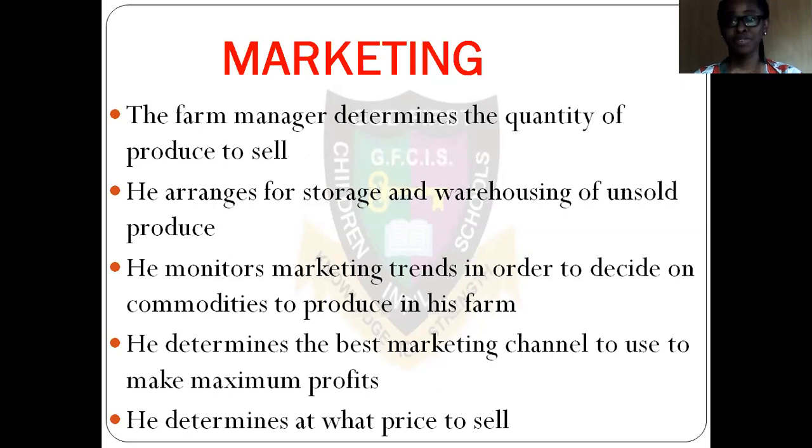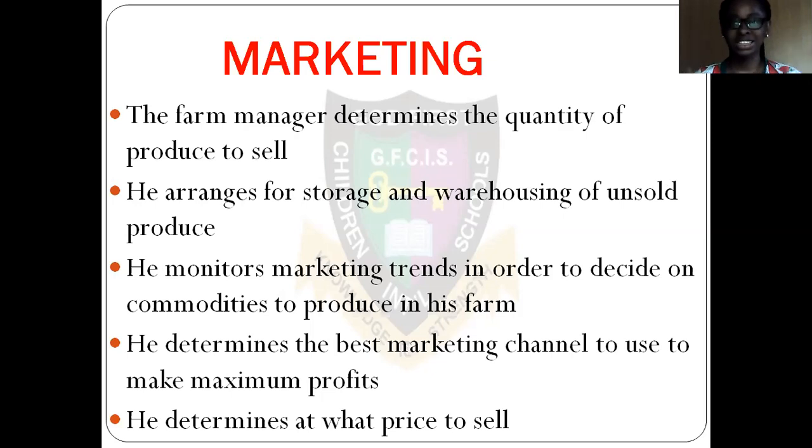Another function of a farm manager is marketing. One, the farm manager determines the quantity of produce to sell. Two, he arranges for storage and a warehouse where unsold produce can be kept. Three, he monitors the marketing trade in order to decide what kind of farm produce to produce on his farm.